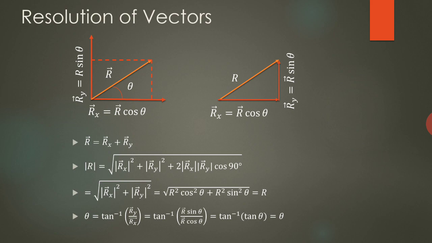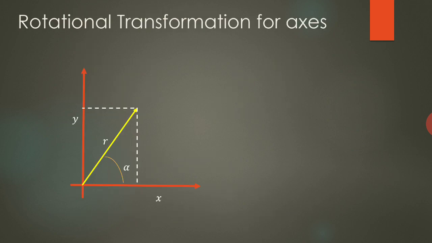To verify that, I am again calculating the magnitude of the rx plus ry sum vector and the direction of that. Since cos 90 is equal to 0, I will be left with r here, and theta, the angle made by the resultant vector r, is also equal to theta. So I can resolve any vector into these two components. If it is in 3 dimensions, I will have 3 components, rx, ry and rz.